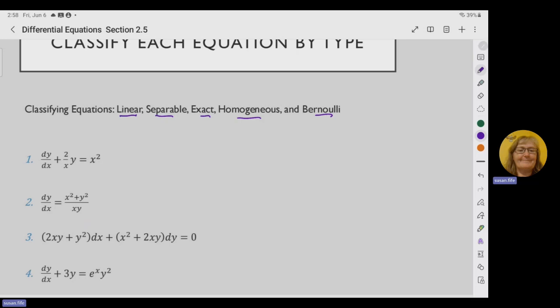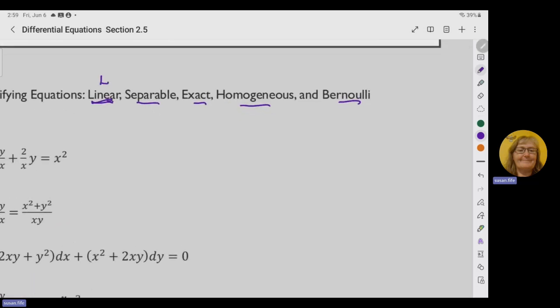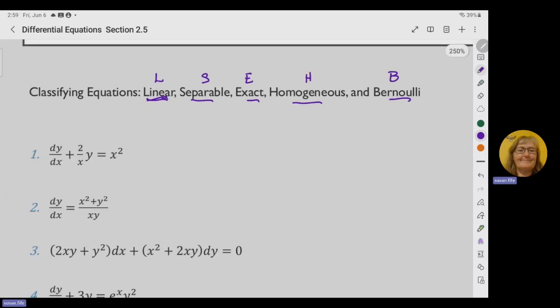I do not allow that sheet to be used on an exam, but for homework, you can use it, and while you're practicing for the exam. I think the easiest one to identify is linear. So we're going to use L for linear, S for separable, E for exact, H for homogeneous, and B for Bernoulli. And we'll go through each one separately. So linear, you're looking at the dependent variable, most of the time y.